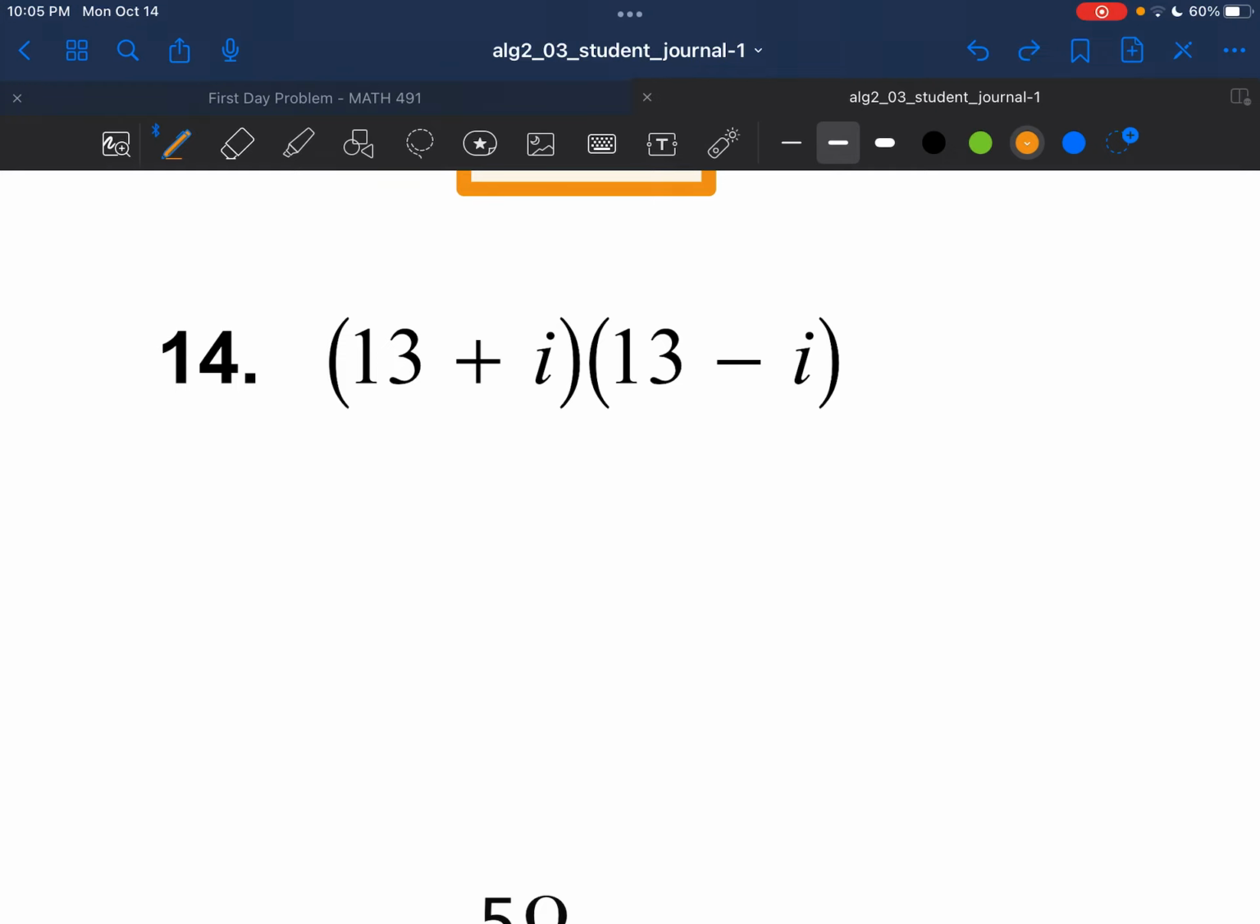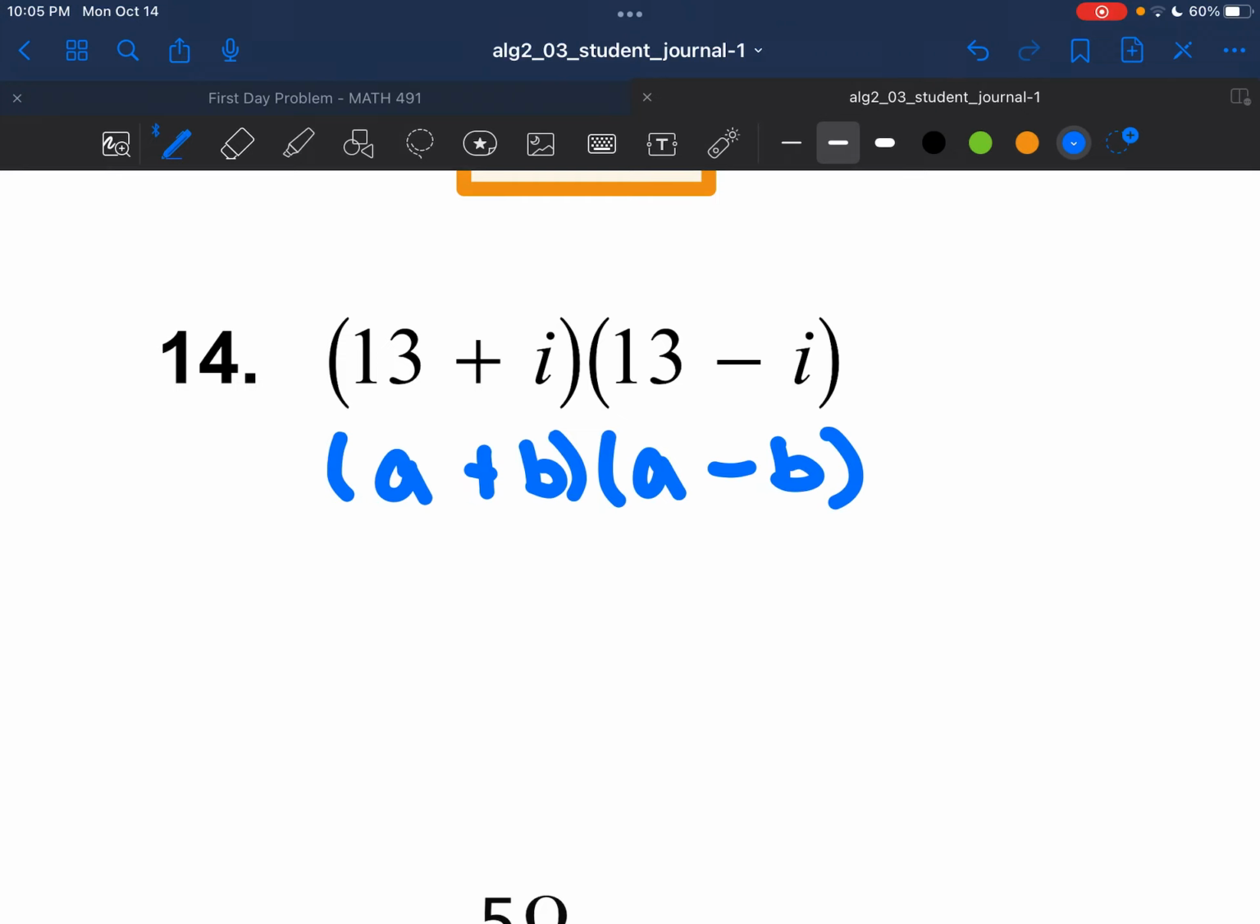Over here, we're going to FOIL once more. This one, we have a very special situation here. If we have a plus b, right? Here, let me write this directly underneath so you can see which terms I'm talking about. A plus b and a minus b.